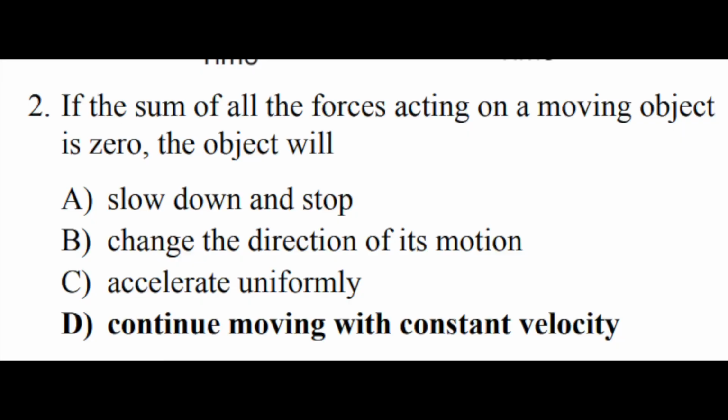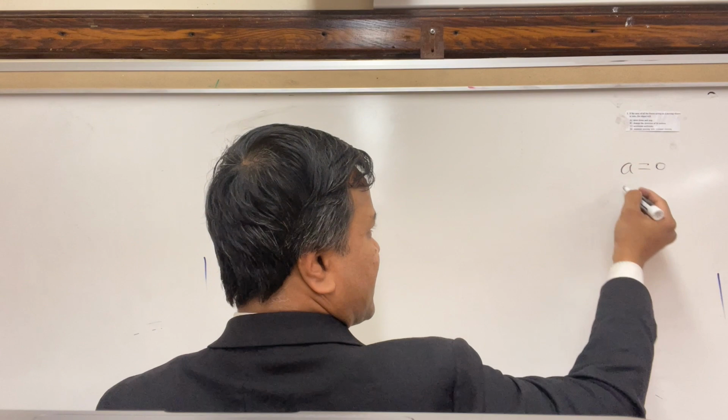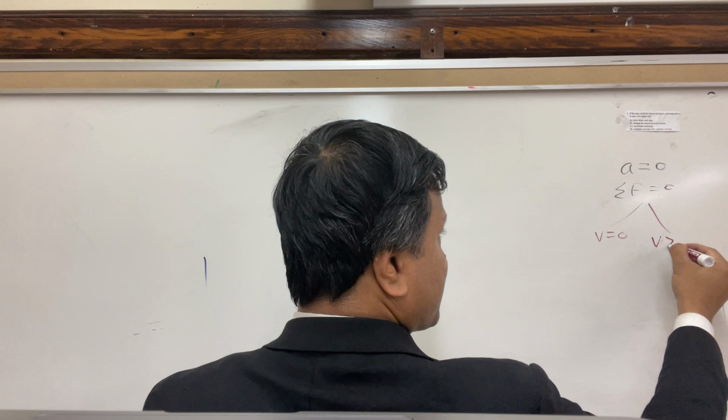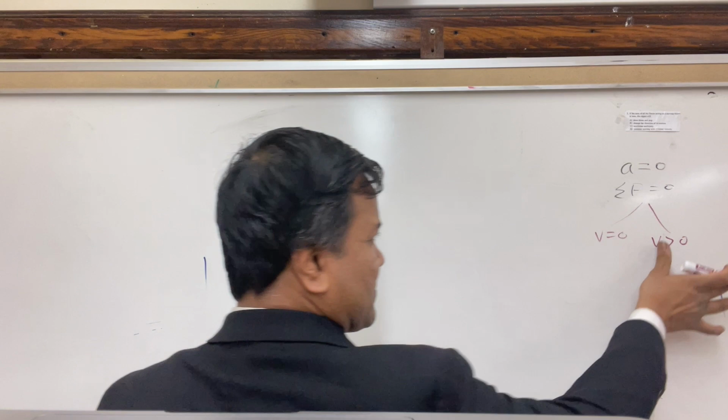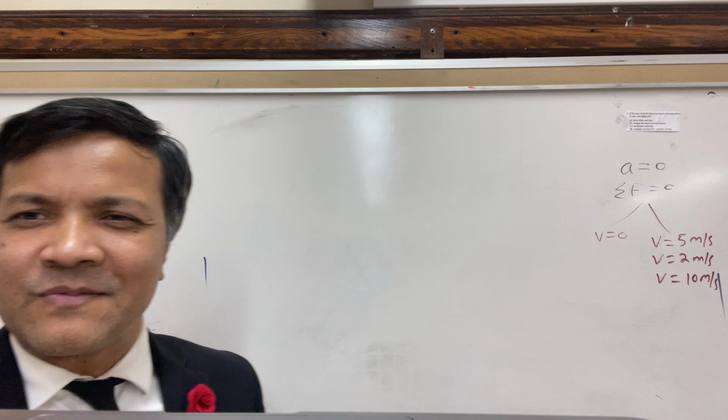Number 2. What does that mean? When the sum of all forces acting on the body is zero, that means acceleration is zero. Okay. That means velocity can be zero or velocity doesn't have to be zero. Velocity can be more than zero. Velocity can be 10 meters per second, doesn't really matter. Let's say 5 meters per second, or 2 meters per second, or 10 meters per second. These are all examples of a constant velocity, and therefore all examples of Newton's first law.